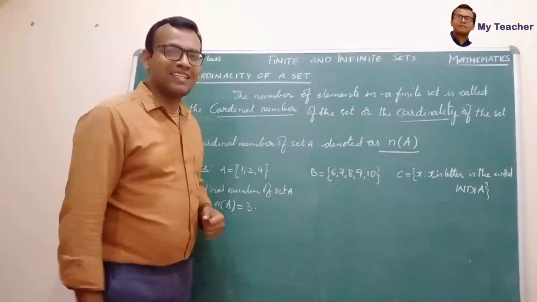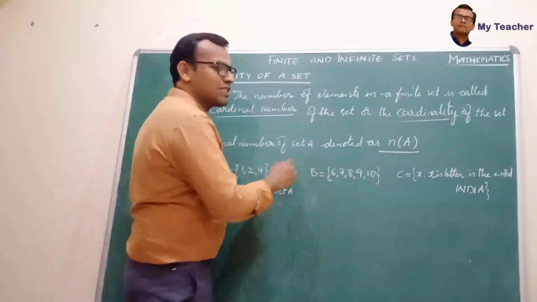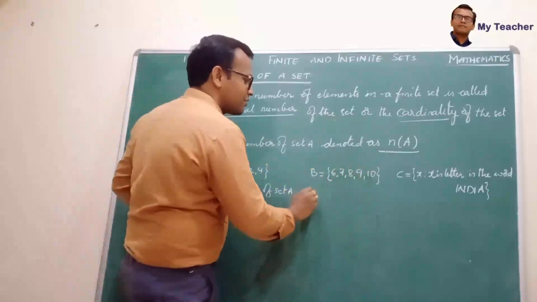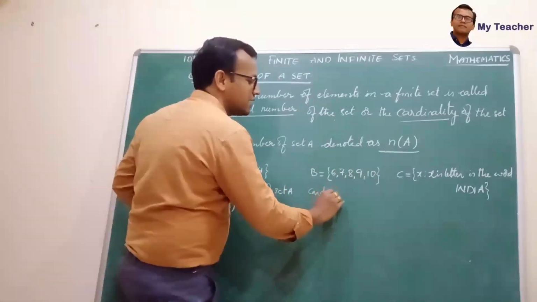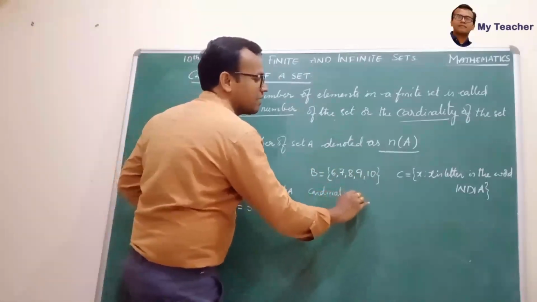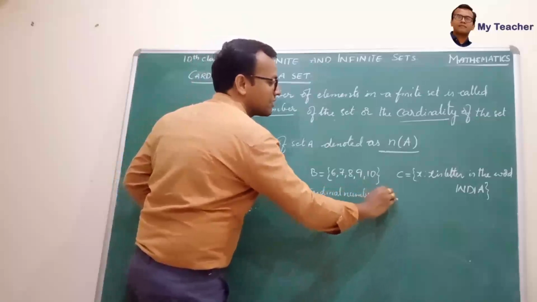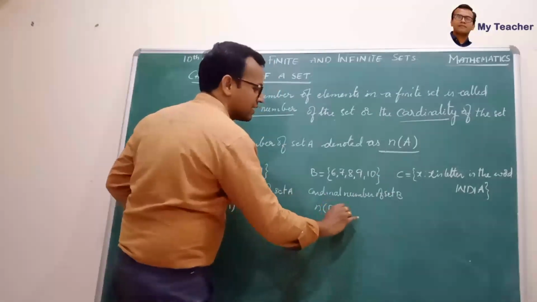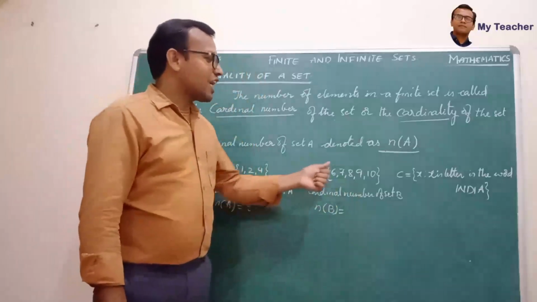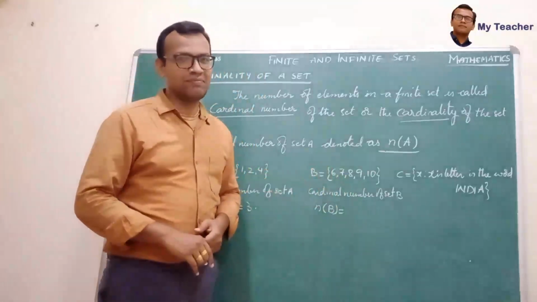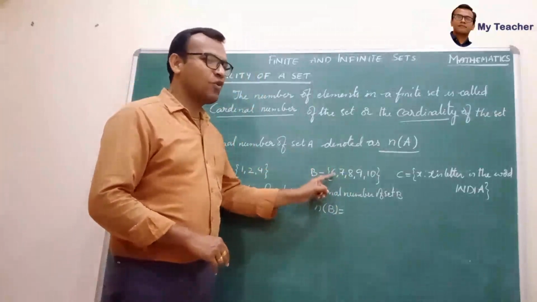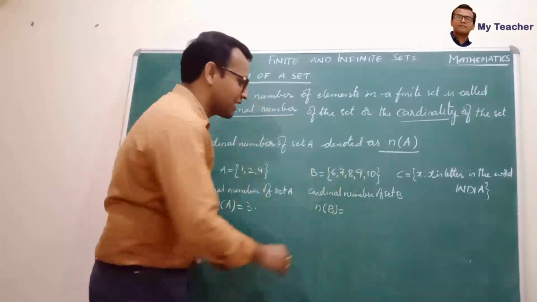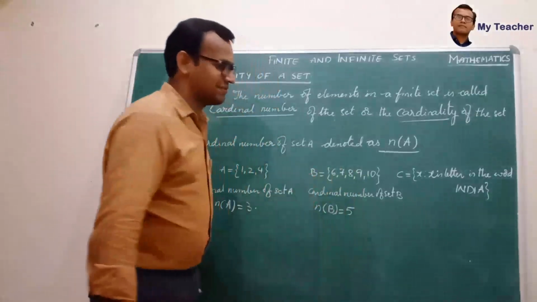Now let's see the next example. B is equal to the set {6, 7, 8, 9, 10}. So what is the cardinality or cardinal number of set B? n(B) is equal to, children, count the number of elements and tell me. Yes, they are 1, 2, 3, 4, 5. 5 elements are present in that. So the cardinal number will be 5.